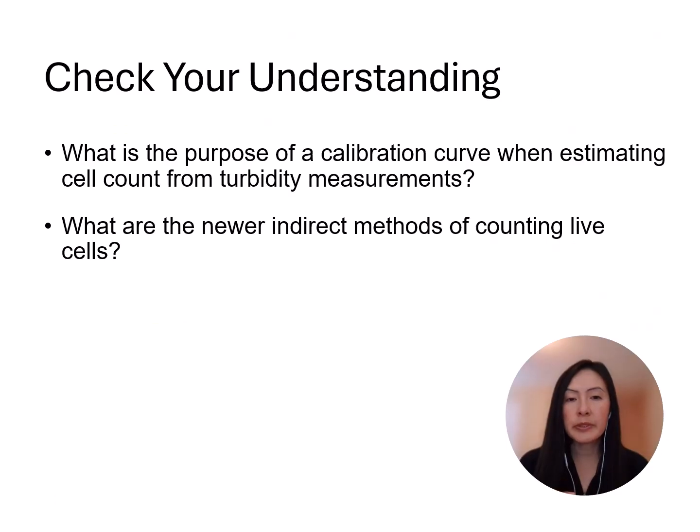So what is the purpose of generating a calibration curve when estimating cell count from turbidity measurements? That's through our spectrophotometer. This allows the absorbance or turbidity to be calculated with actual cell counts, known cell counts. And that can be compared to our unknown sample to allow us to estimate the cell density we have. In the second one, some newer indirect methods of counting live cells include measuring ATP production, protein or nucleic acid synthesis, or oxygen consumption.